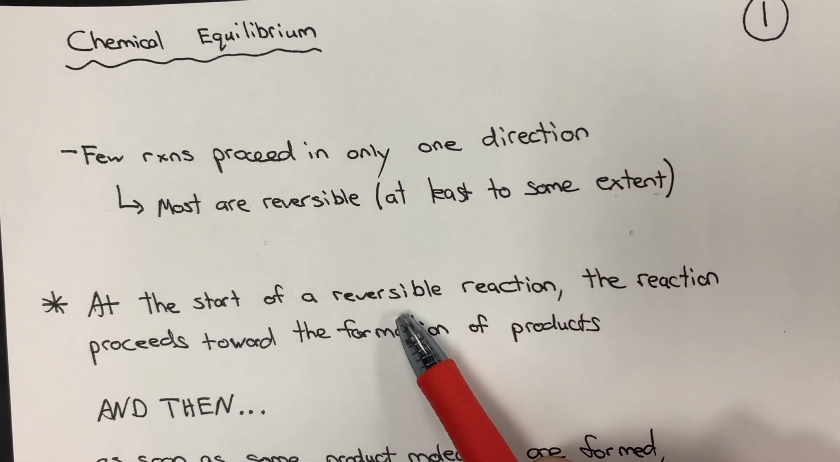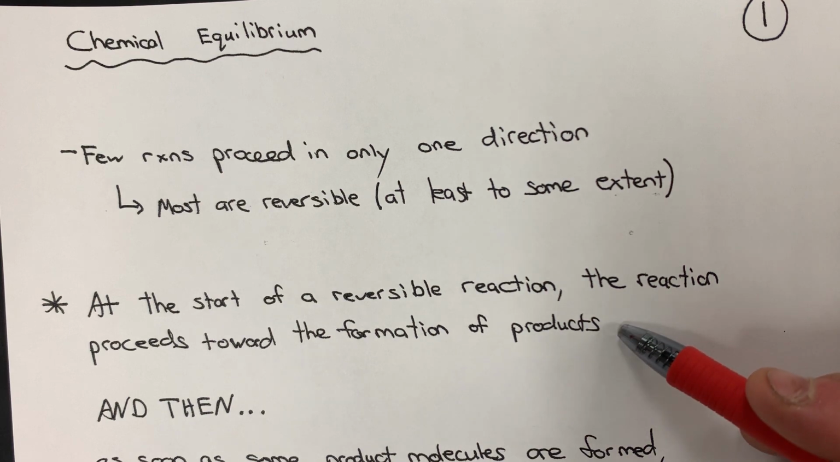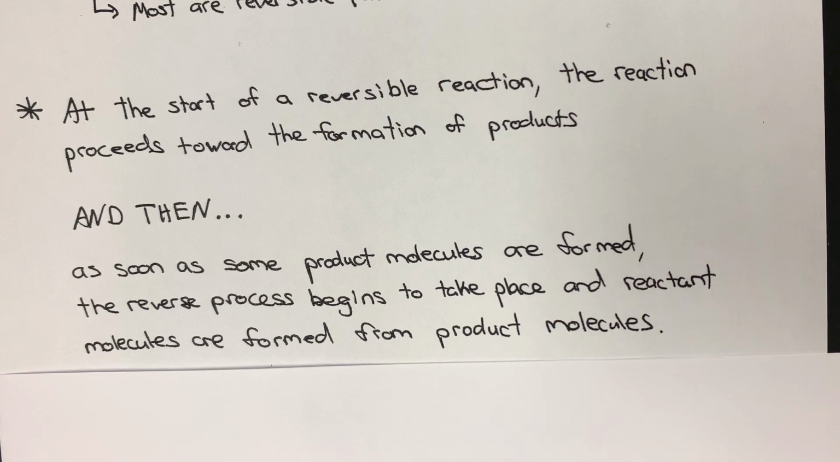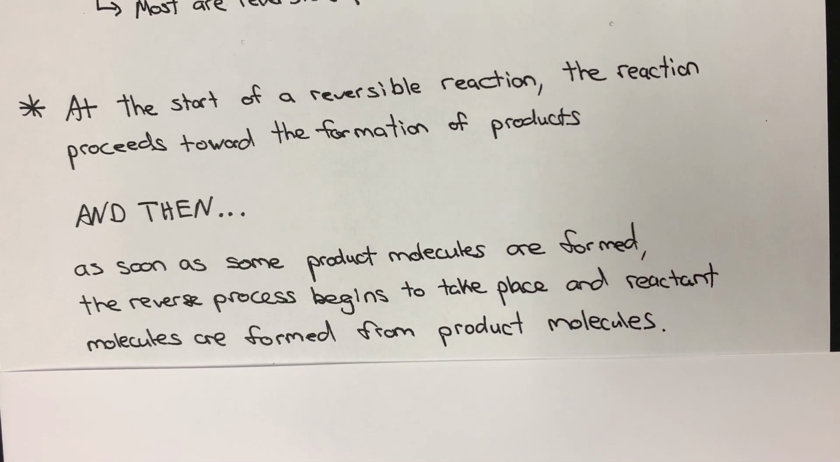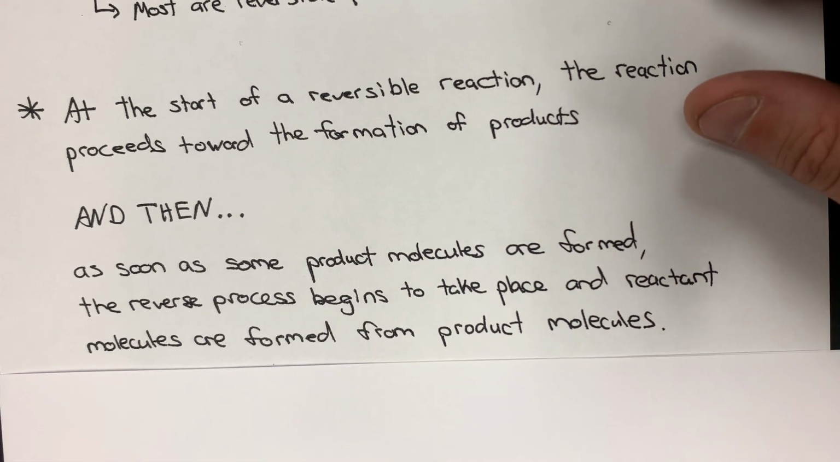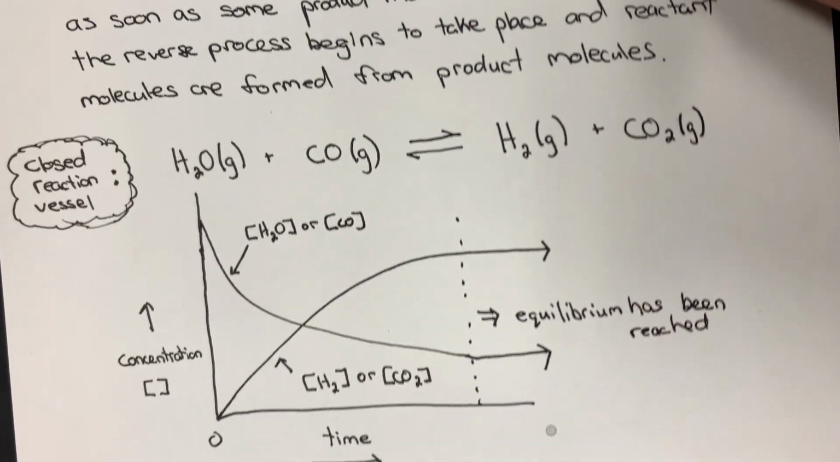For a reversible reaction, the reaction is going to proceed towards the formation of products. That being said, as soon as we have these products in hand, right, as soon as product molecules are formed, the reverse process will actually begin to take place. And we're going to find that we start to form reactant molecules from the product molecules. And we can take a look at that in the context of the following reaction.